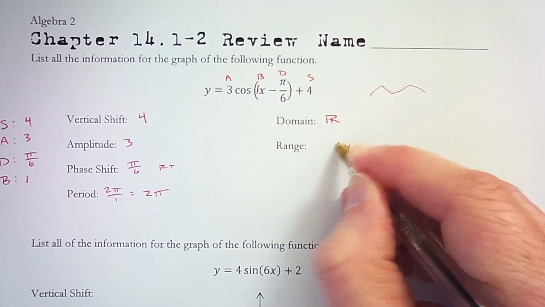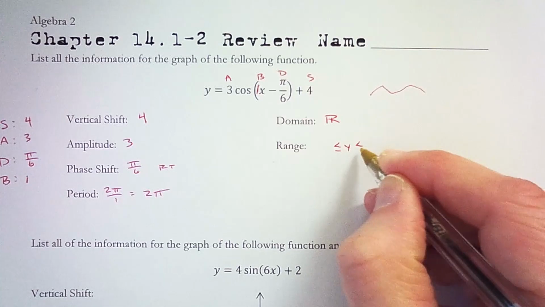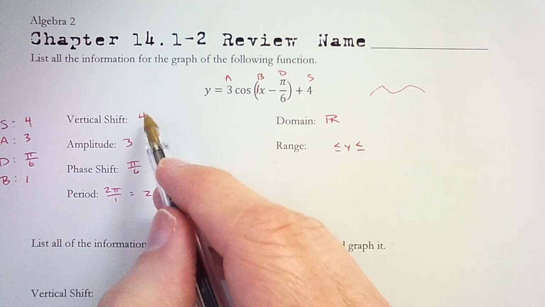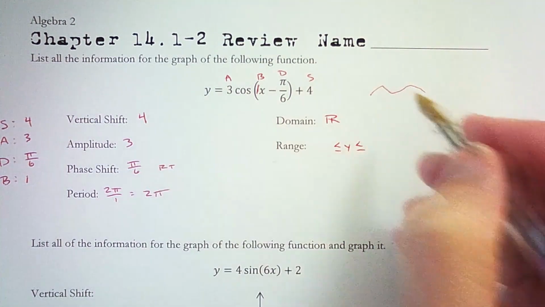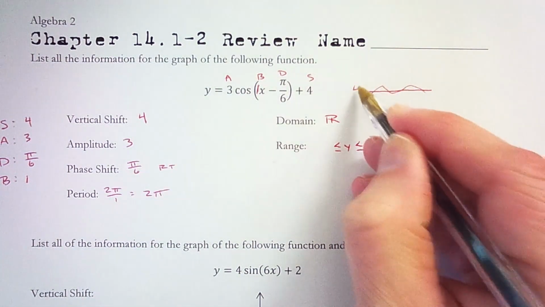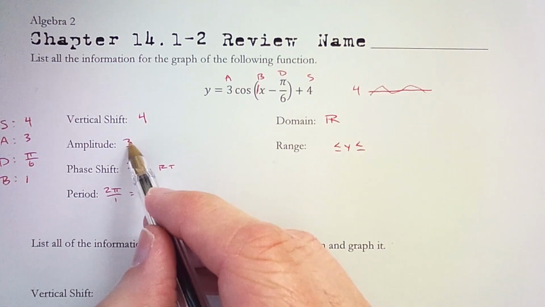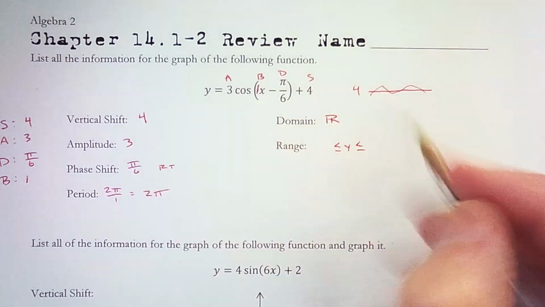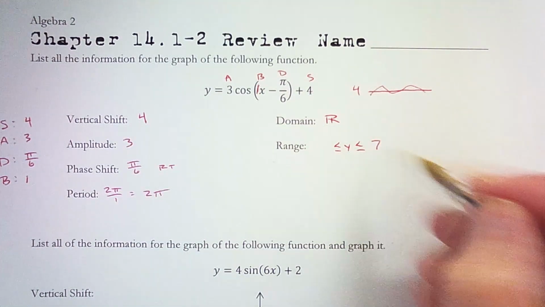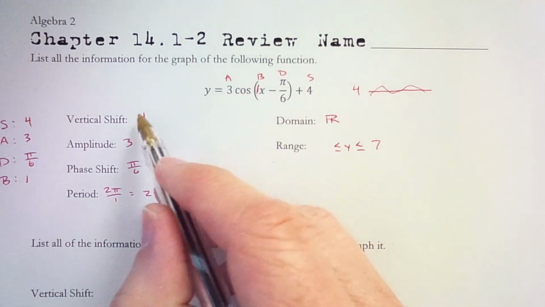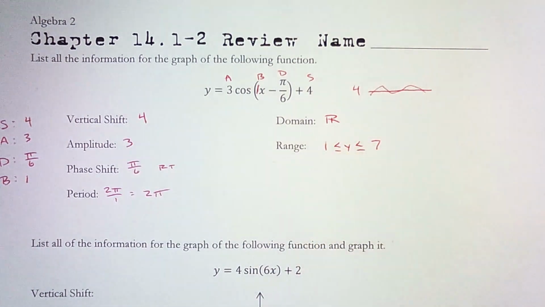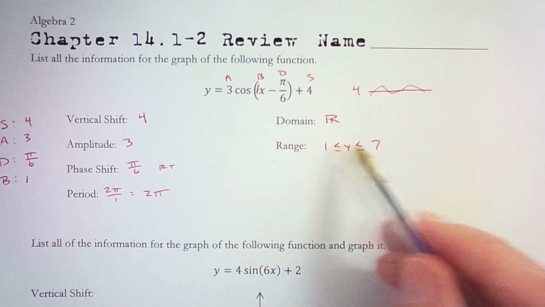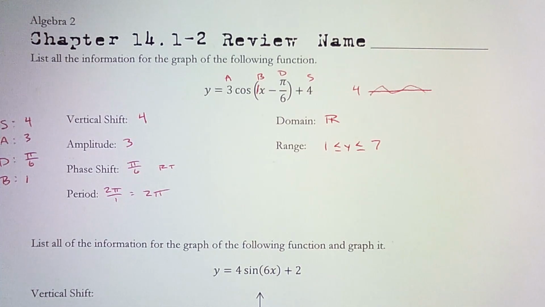So I'm going to say y is greater than or equal to some number, but less than or equal to some other number. So if our sinusoidal axis, the center line, is at 4, and it goes 3 above that and 3 below that, then the maximum is going to be 7. So y has to be less than or equal to 7. And then 4 minus 3 is 1, so the minimum y value is 1. So y is going to be greater than or equal to 1, but less than or equal to 7.